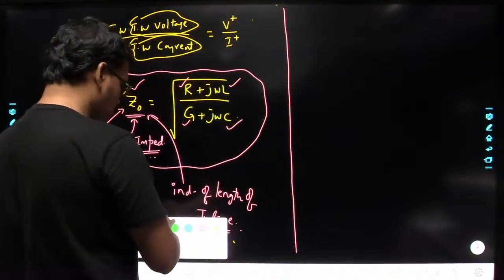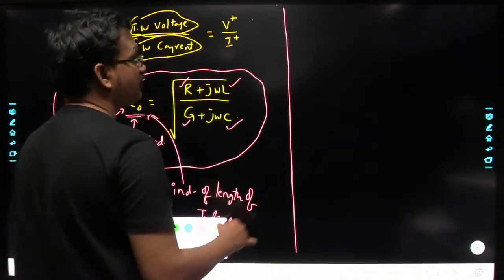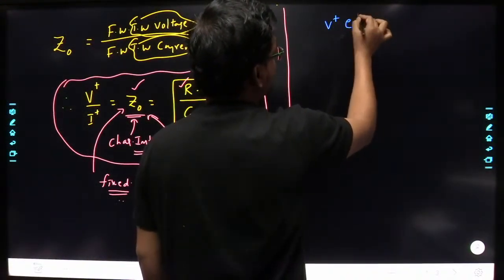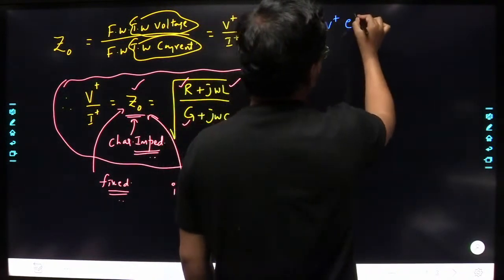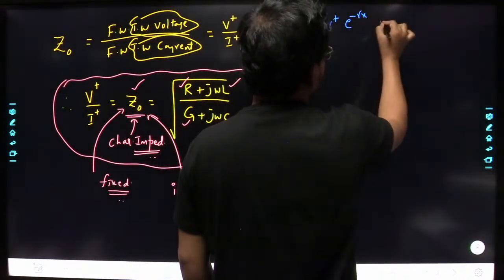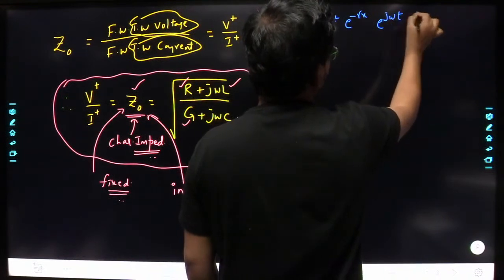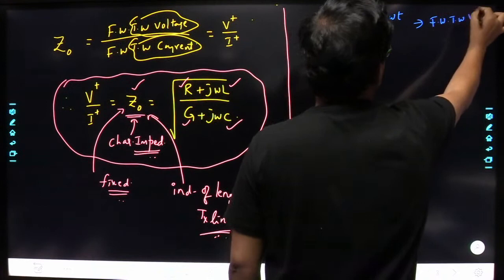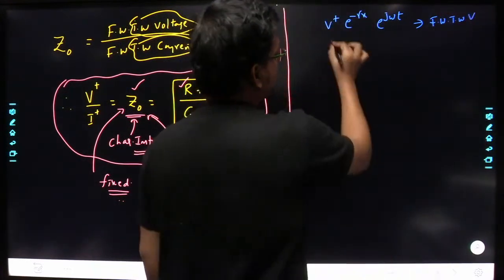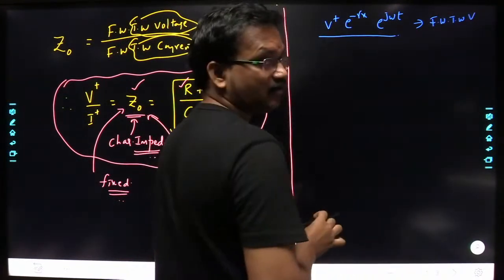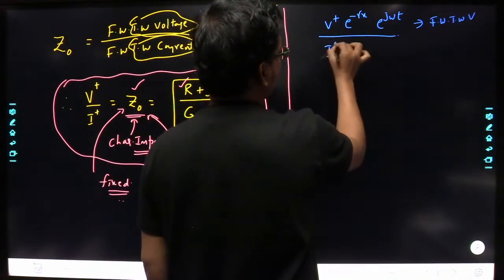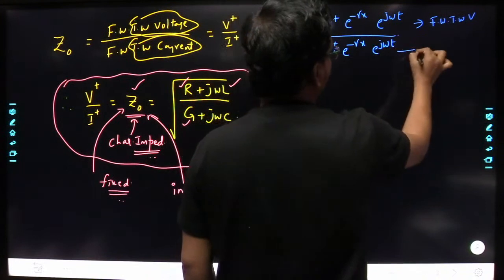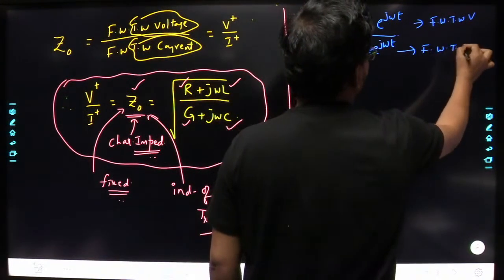Yes or no? So if you consider the forward traveling wave voltage, that is nothing but V plus e power minus gamma x into e power j omega t, which will represent a forward traveling wave voltage, divided by the forward traveling wave current. Forward traveling wave current, I can represent it as I plus into e power minus gamma x e power j omega t. So this is forward traveling wave current.